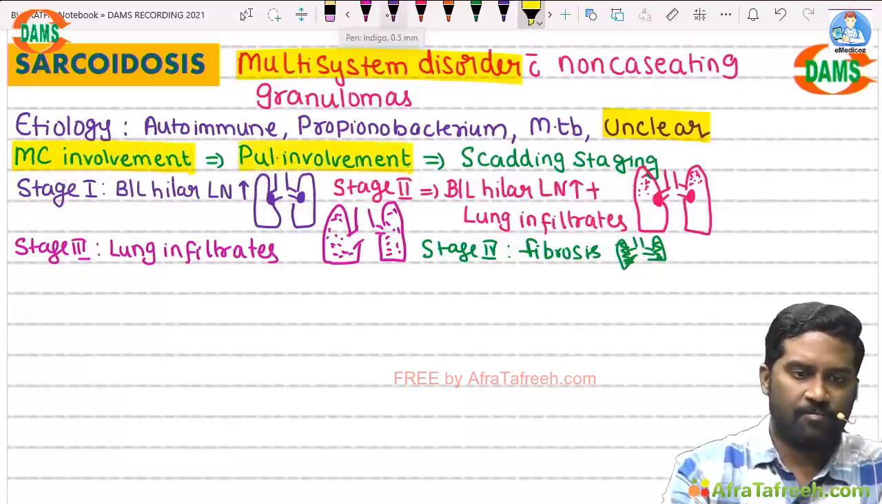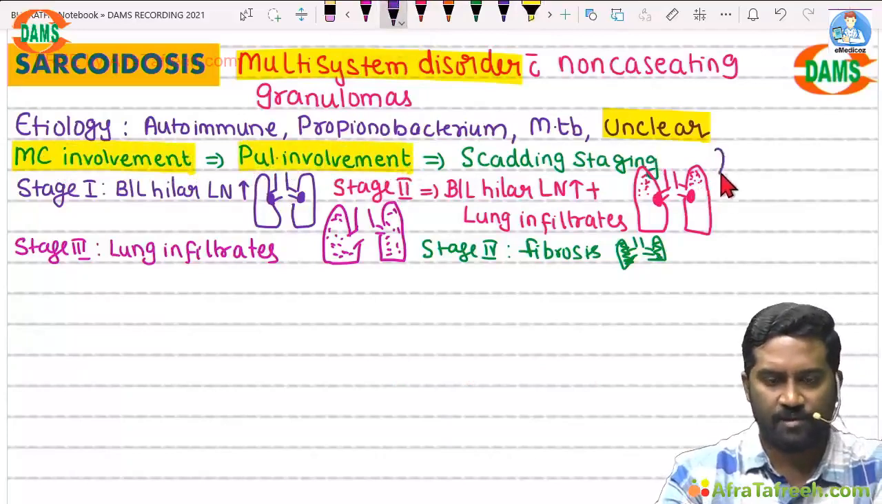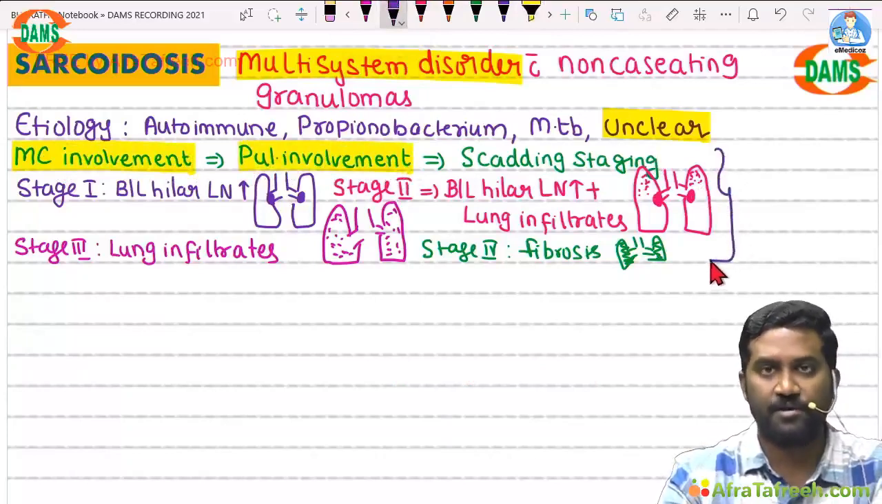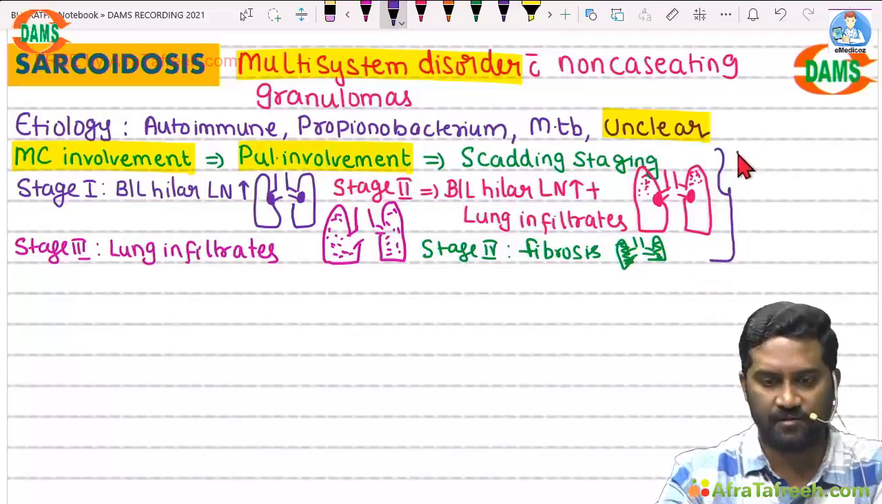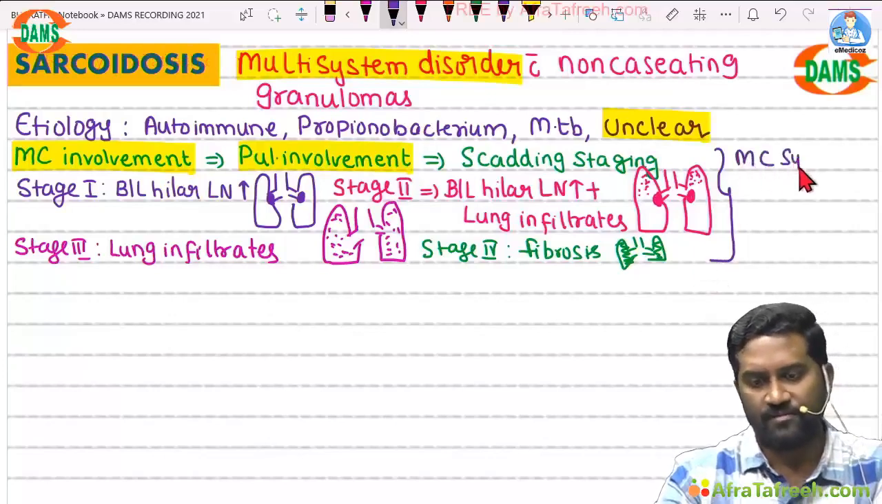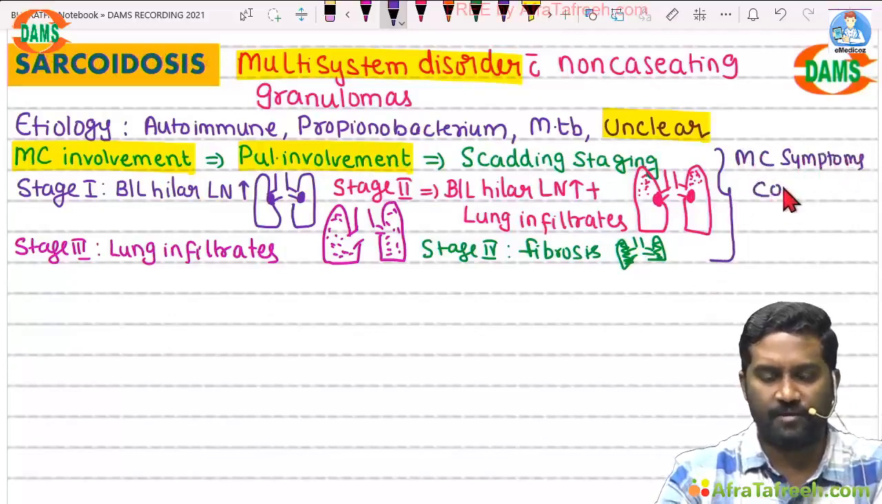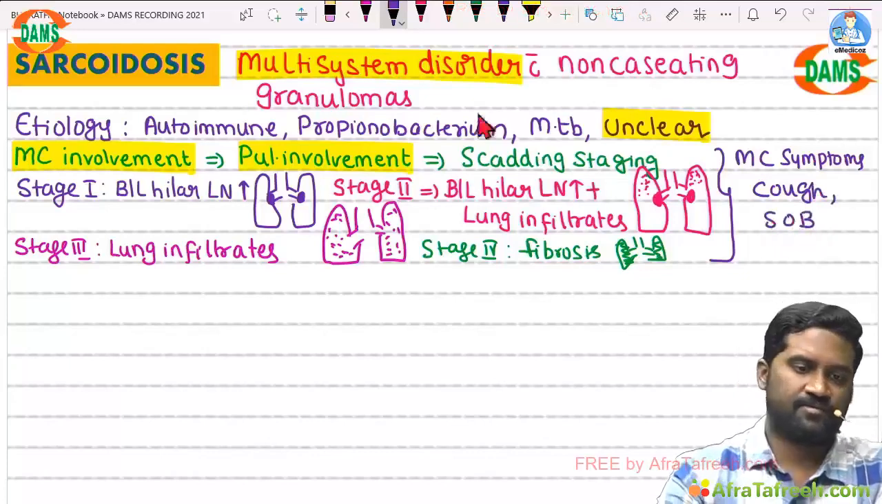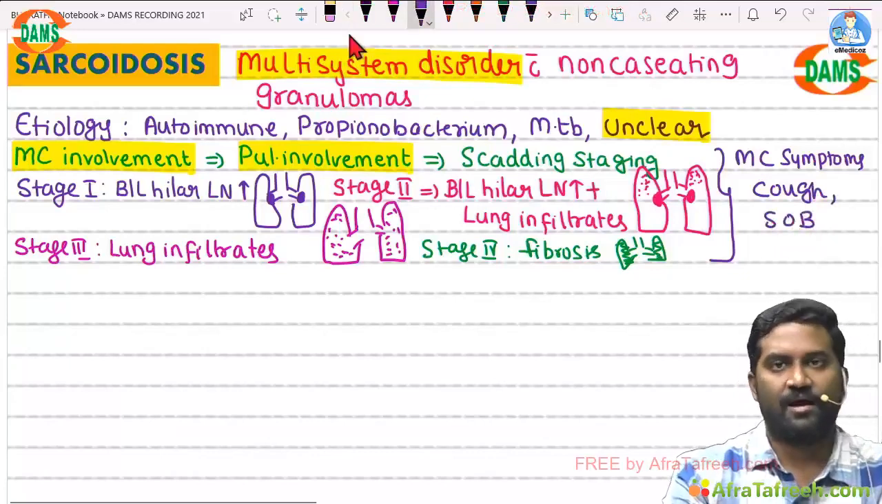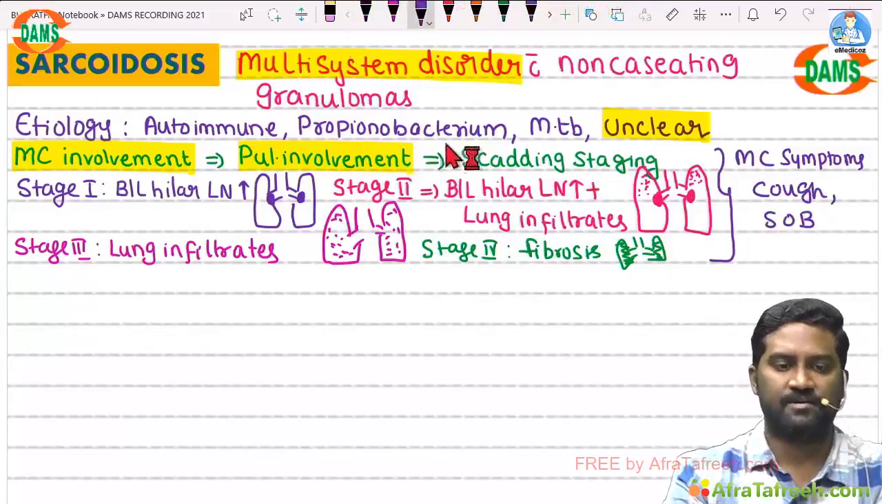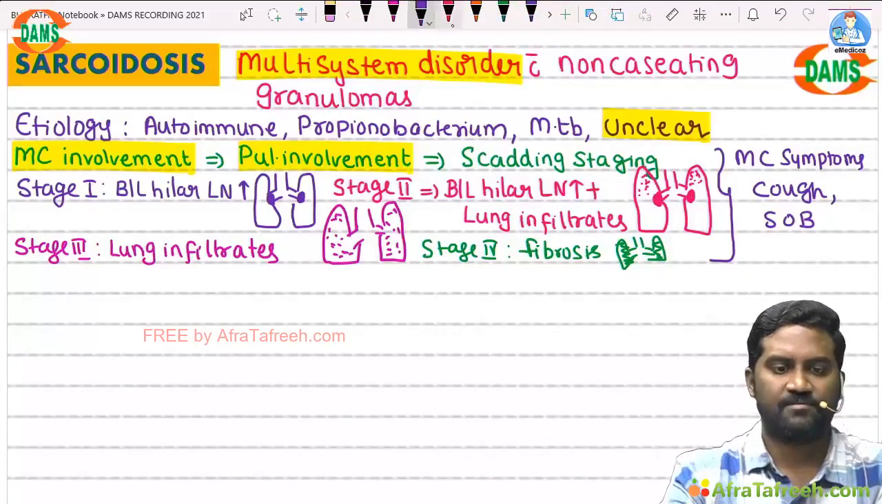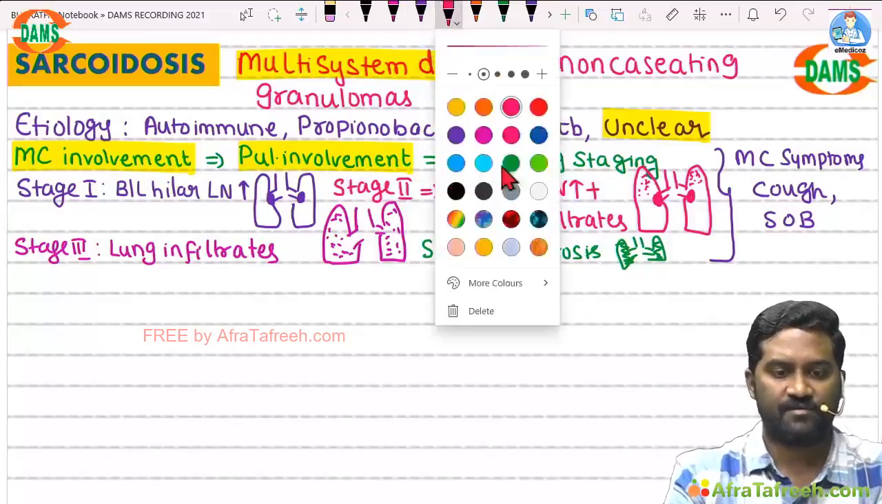What will be the most common symptoms in sarcoidosis? It will be symptoms of the respiratory system. So, most common symptoms will be cough, shortness of breath, because most commonly it is the lung getting involved. Patient presentation will be with lung symptoms.